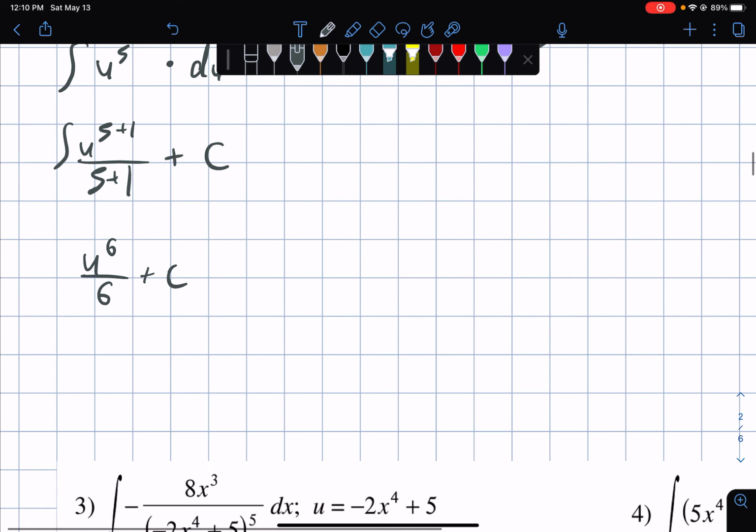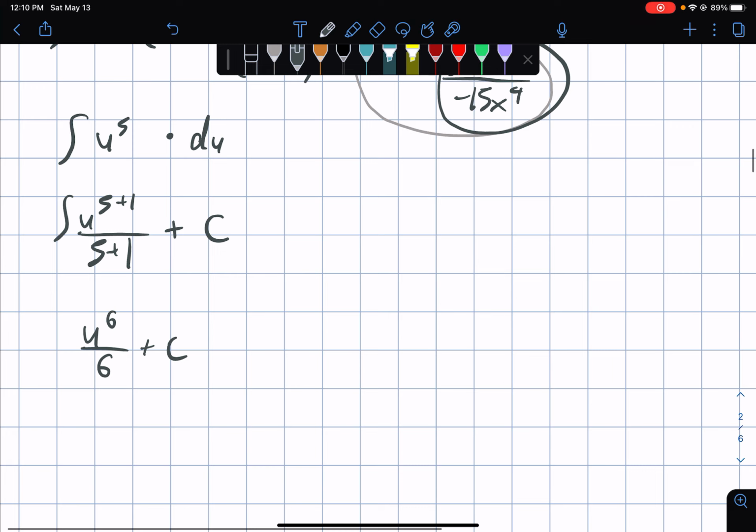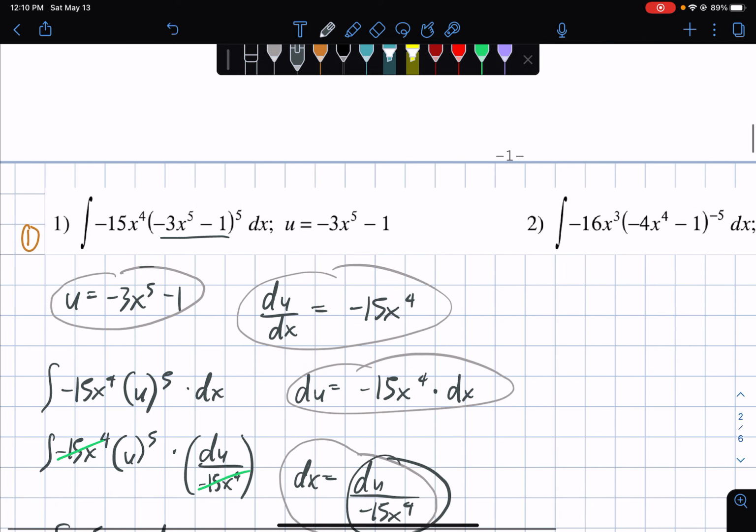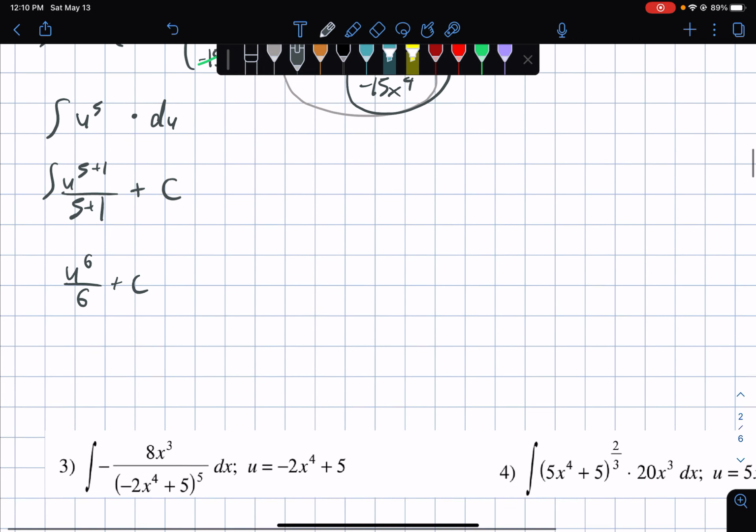Now that you've integrated anything that involves u, which is u raised to 5, and then du becomes c, it's time to substitute u with the actual value, negative 3x raised to 5 minus 1.